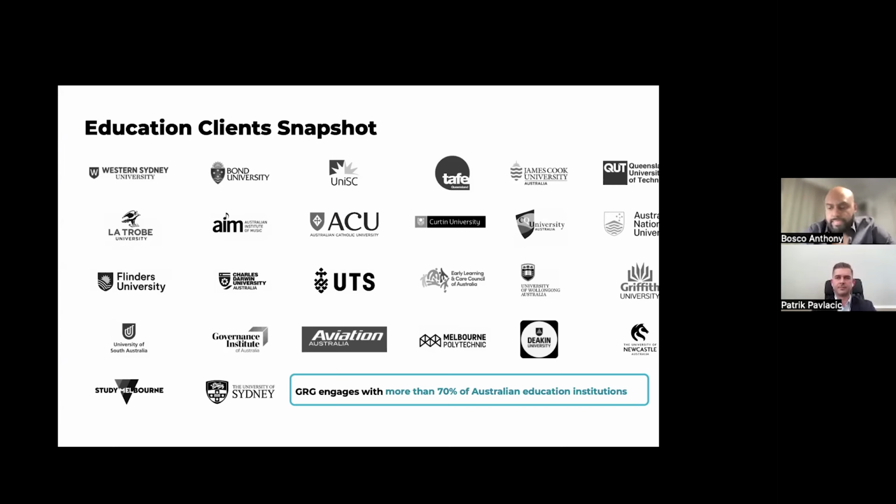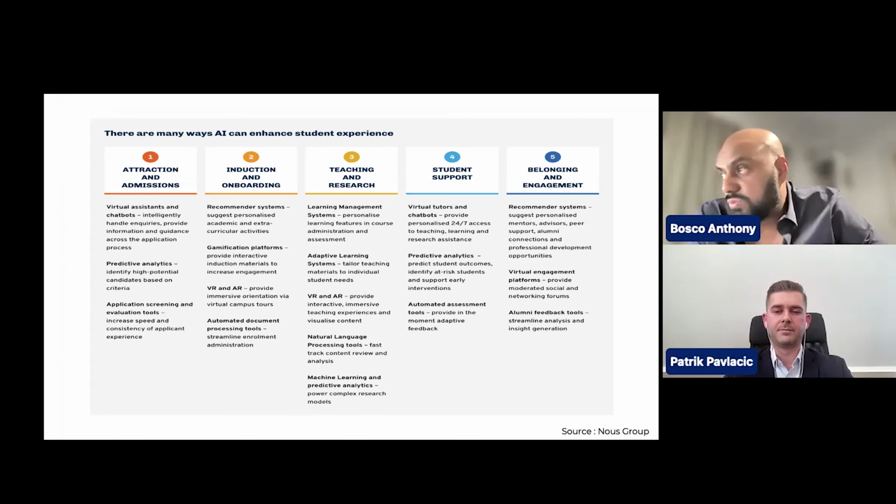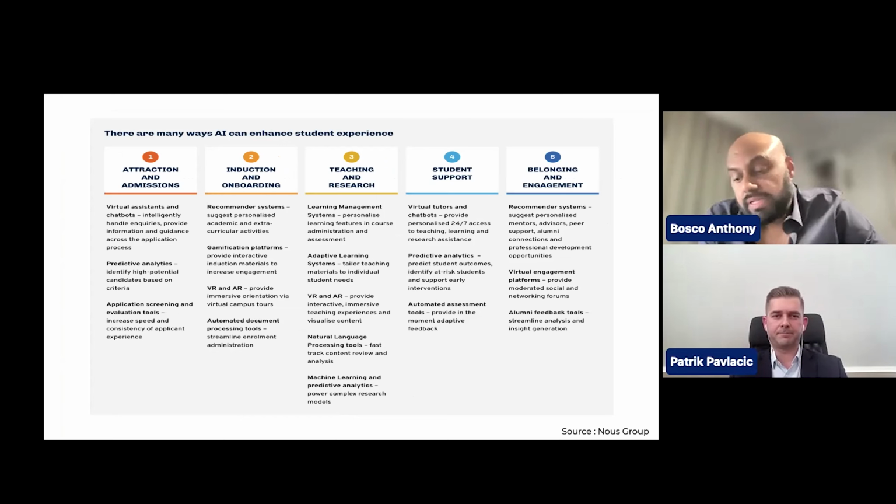I'm the Chief Brand Officer for Global RevGen, and my background spans Canada, North America, Europe, as well as Australia and New Zealand. In the sector of AI, that's the big question right now: has AI really penetrated the education sector? According to Nous Group, you can see AI has gone from admissions to onboarding to teaching to student support, belonging, and engagement. And these are some of the areas where we're expecting to see a drastic surge in innovation when it comes to the education landscape being impacted.